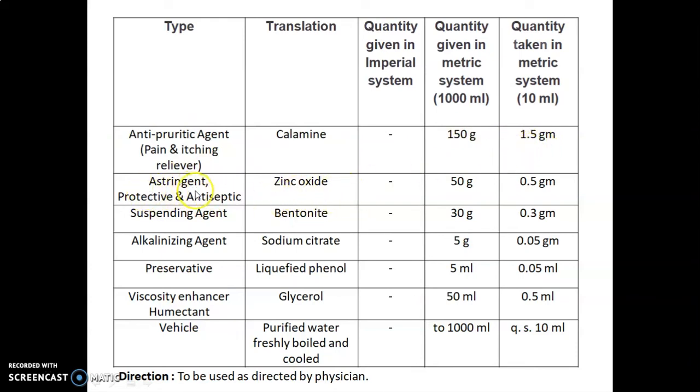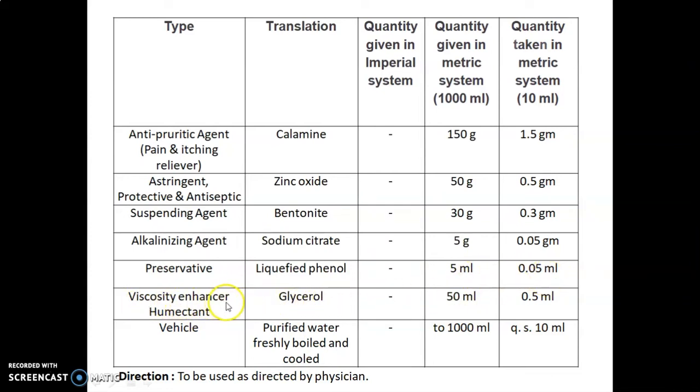Zinc oxide is used as astringent, protective and antiseptic. Quantity given in the metric system is 50 gram and quantity taken should be 0.5 gram. Bentonite is used as a suspending agent, quantity given is 30 gram and quantity taken should be 0.3 gram. Sodium citrate is used as an alkalinizing agent. The quantity given is 5 gram and quantity taken should be 0.05 gram. Liquefied phenol is used as a preservative, quantity given is 5 ml and quantity taken should be 0.05 ml.